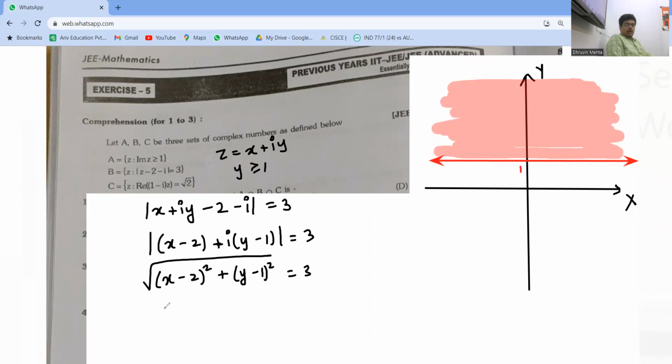Let's remove the square root, just square both the sides and you will get this. Do you know which shape this equation represents? Is this a parabola, hyperbola, ellipse, or circle? Yes, this was in 11th. It is a circle. Correct.